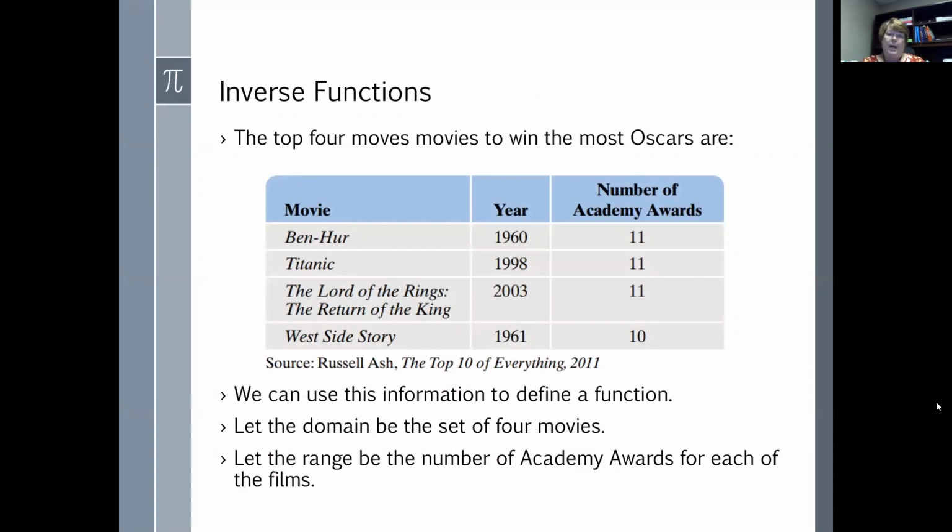Remember, for a function, we have a set that we call the domain, that's the set of inputs, and a set we call the range, that's the set of outputs. If it's a function, each element in the domain must go to one and only one element in the range. So the domain here could be these 4 movies, and the range would be the number of Academy Awards each of these films won. Okay, so this is a function.